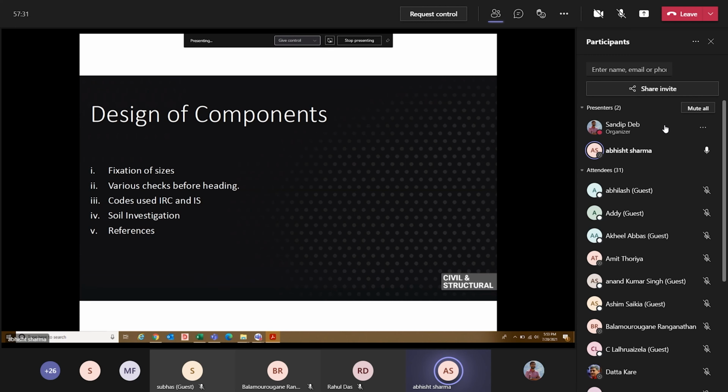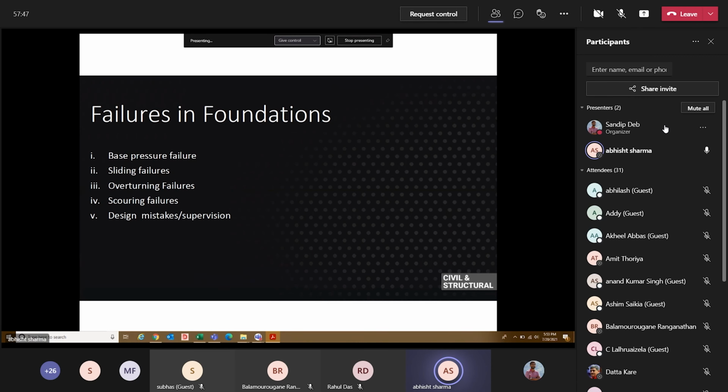And then designing based on limit state methods. That's the only thing that we use in the market currently. Earlier we used to do working stress design as well, but those are not in use now. Then few failures: base pressure failures, sliding failures, overturning failures. These are the stability failures that can happen if the soil is poor.